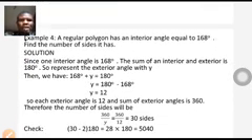Now we move to example 4. A regular polygon has an interior angle equal to 168 degrees. Find the number of sides it has. Now you are given the interior angle of a regular polygon. A regular polygon has equal angles, that is, all the angles are equal.